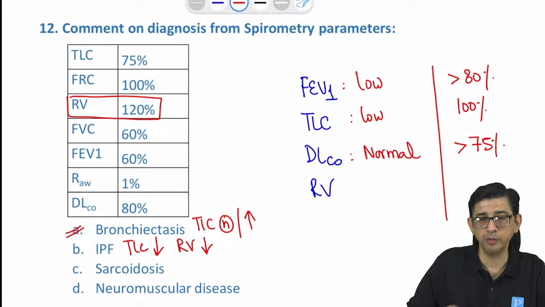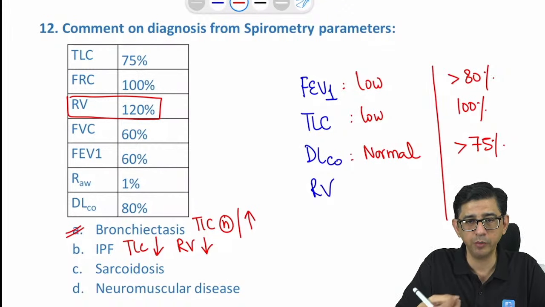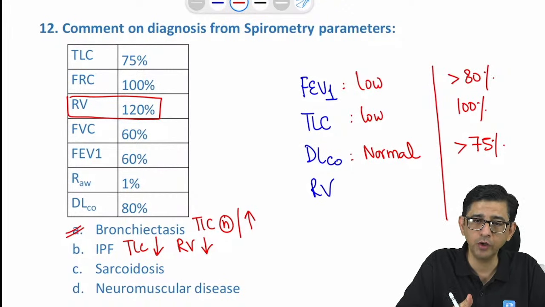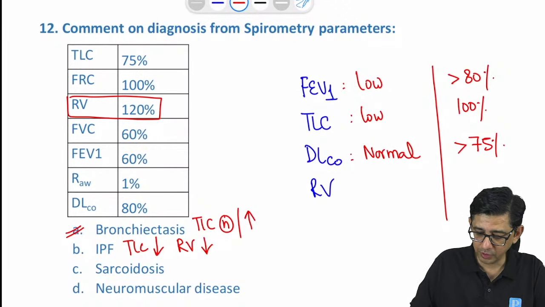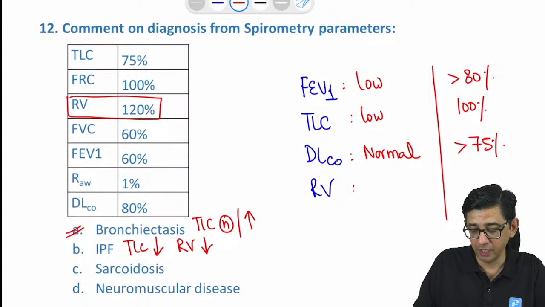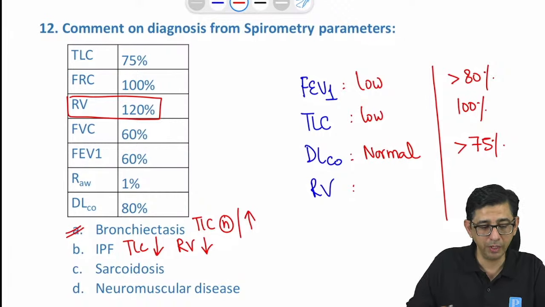If it was pulmonary fibrosis, just think logically: if there is fibrosis in the patient, then DLCO cannot be normal. In fibrosis, DLCO will always be lesser, because diffusion will not be able to happen. Another reason why the answer is not idiopathic pulmonary fibrosis is that residual volume is always reduced in interstitial lung disease, but in this particular case residual volume is rather increased.